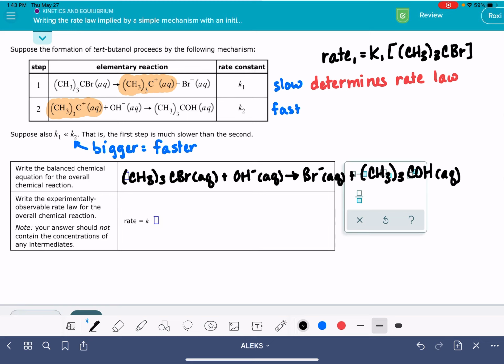So we can come down here, we can take what we've got here, what ALEKS already has typed in for us, and just enter in the rest. That's a parentheses, (CH3)3CBr.